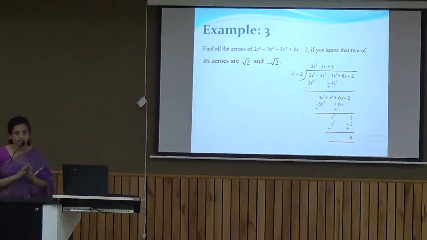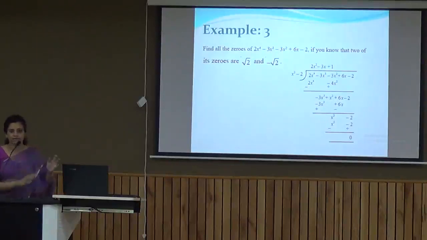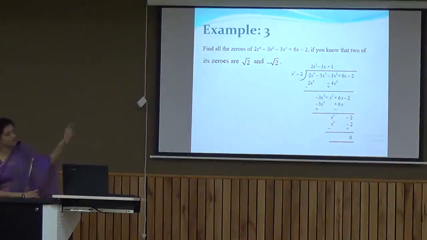Now, pay attention. Rather than dividing the polynomial twice, can I multiply the two factors? x minus root 2, x plus root 2, and I get x squared minus 2. Can you see? The divisor there is x squared minus 2. So I'm dividing it by the product of the zeros. This is saving a lot of time, children.